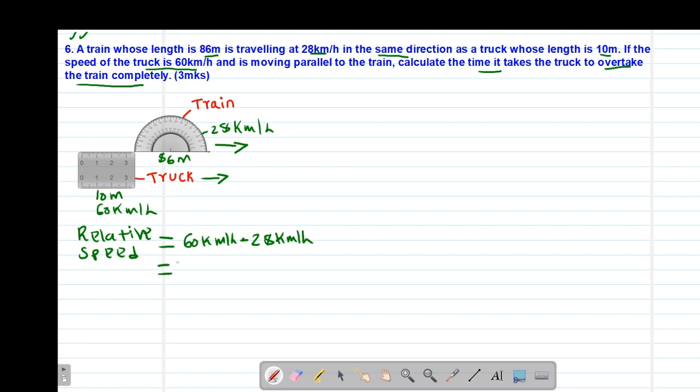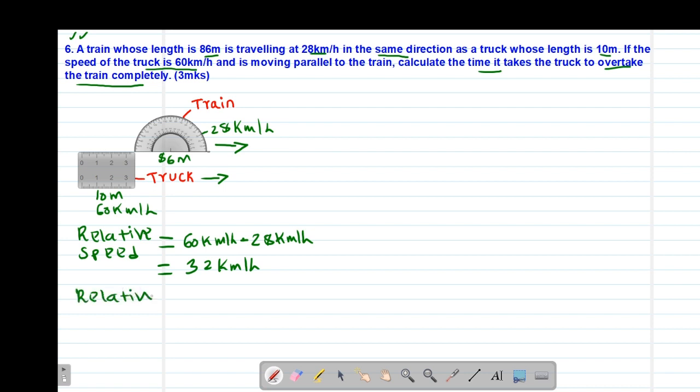So if I take 60 minus 28, I'm going to get a relative speed of 32 kilometers per hour. So this is 32 kilometers per hour. So that is the relative speed of the two bodies. So they want us to find the time that is taken. So remember, we also need to get what we call the relative distance.